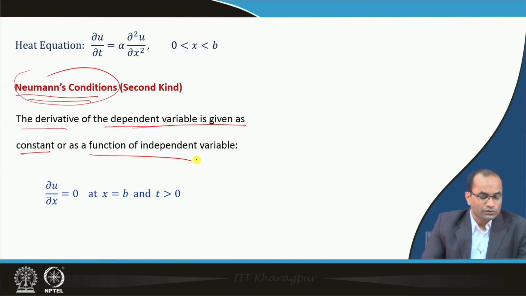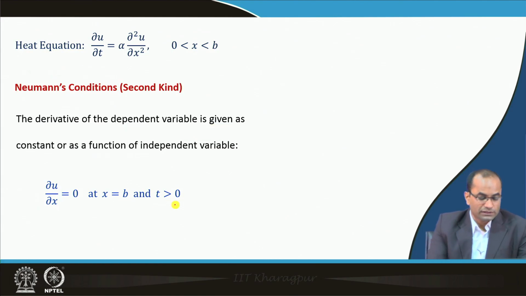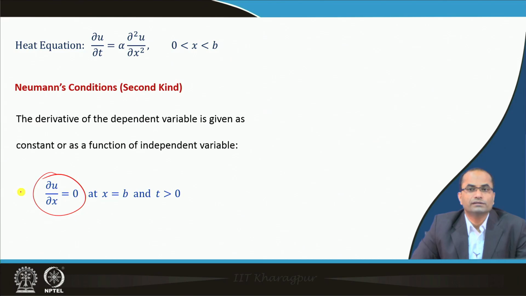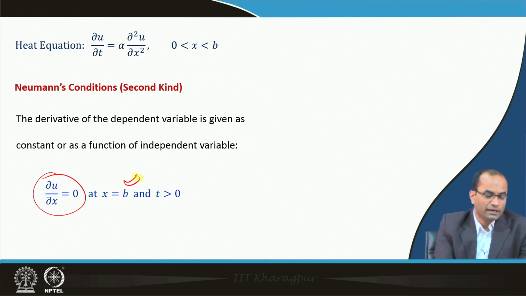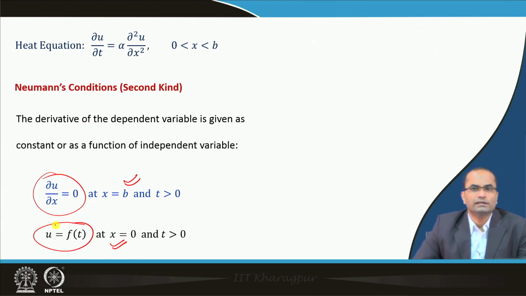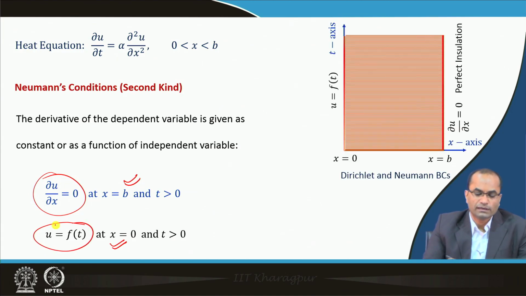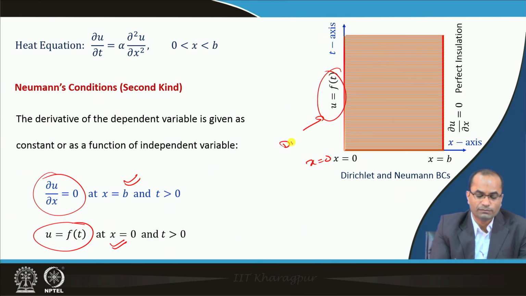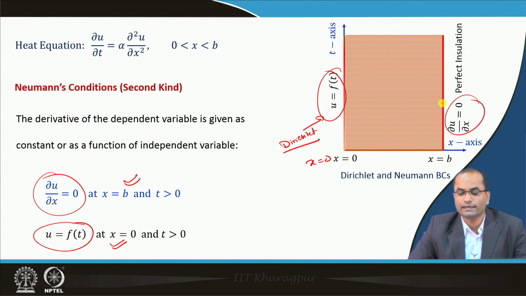The situation could be like the partial derivative with respect to x is given as 0 at x equal to b, and for all time again. Because the derivative information is known, we call this a Neumann boundary condition. At one end we have this Neumann boundary condition, while at x equal to 0 we can still have the Dirichlet boundary condition. So, in this example at the end x equal to 0 we have the Dirichlet boundary condition, and at the other end we have del u over del x equal to 0.